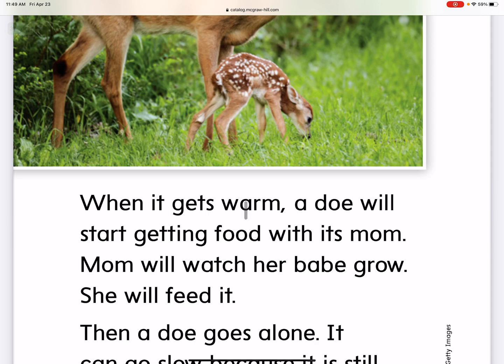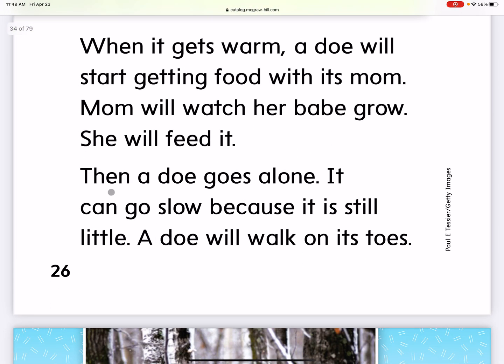When it gets warm, a doe will start getting food with its mom. Mom will watch her babe grow. Now, babe means baby, so this is a babe. Look at its little spots. It's cute. She will feed it. Then a doe goes alone. It can go slow because it is still little. A doe will walk on its toes.